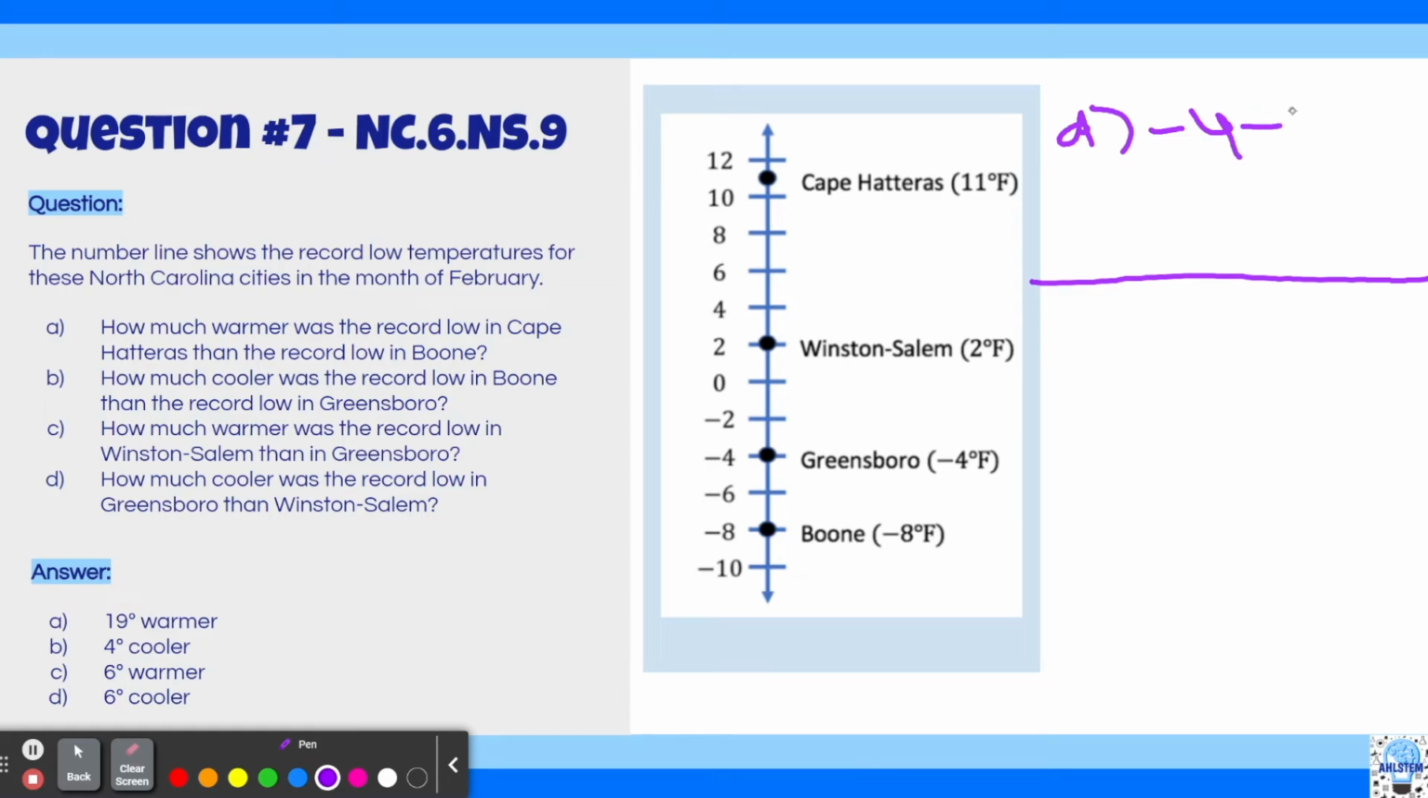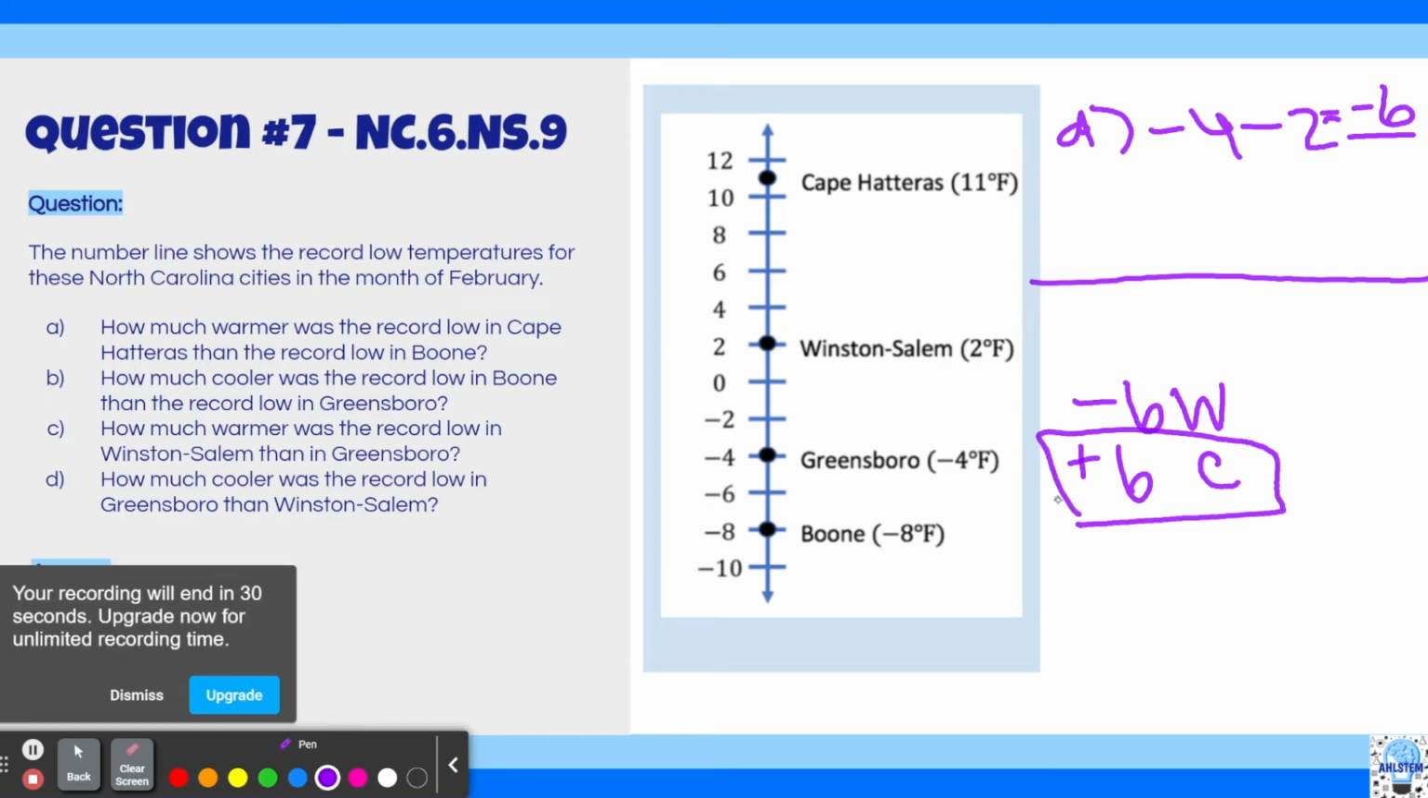-4 minus 2 equals -6. So I know our answer is 6. So how does -6 still work? Let me tell you this. I just solved for warmer. It's -6 degrees warmer. And since cold is the opposite of warm, +6 is the opposite of -6. So it still makes sense that it is +6 degrees colder. And that was problem number 7.